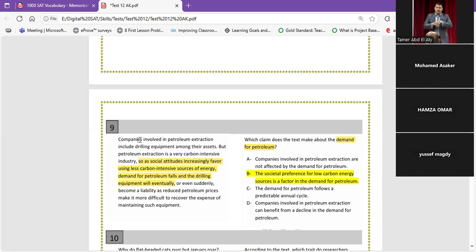Read the whole text. Companies involved in petroleum extraction include drilling equipment among their assets. But petroleum extraction is a very carbon-intensive industry. So, as social attitudes increasingly favor using less carbon-intensive sources of energy, demand for petroleum falls and the drilling equipment will eventually or even suddenly become a liability, as reduced petroleum prices make it more difficult to recover the expense of maintaining such equipment. Why? Because the people know that this kind of activity will release carbon that will destroy our life more than that.